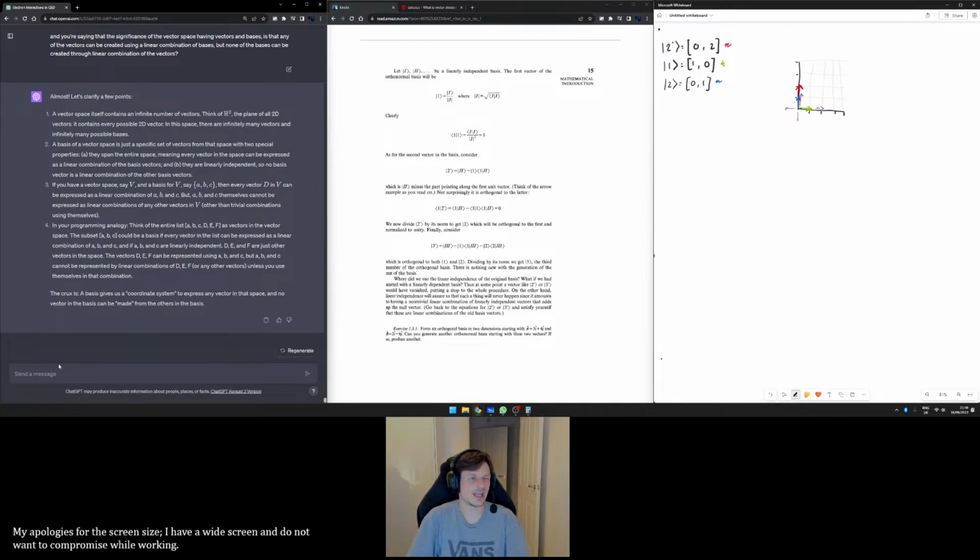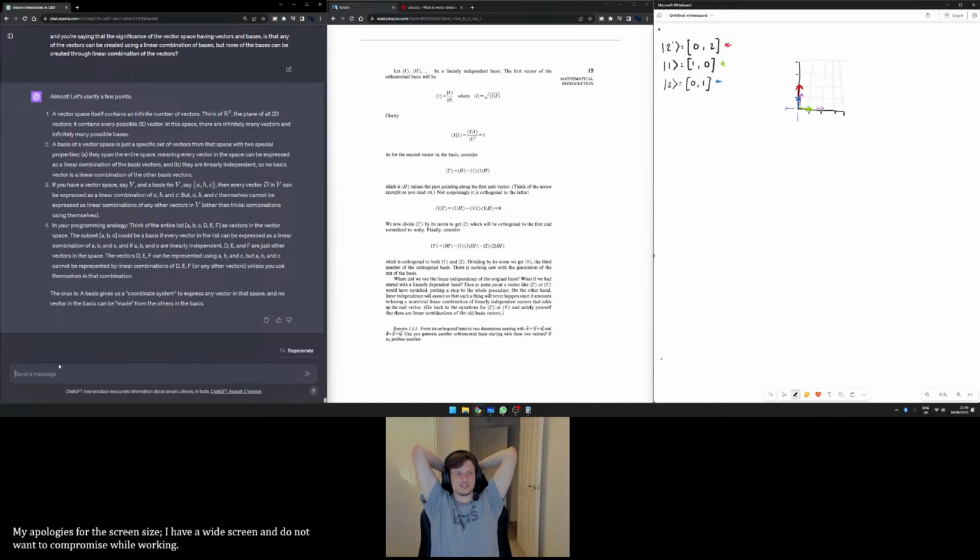If you have a vector space, say V, and a basis for V, say A, B, C, then every vector D in V can be expressed as a linear combination of A, B, and C, but A, B, and C themselves cannot be expressed as linear combinations of any other vectors in V, other than trivial combinations using themselves.